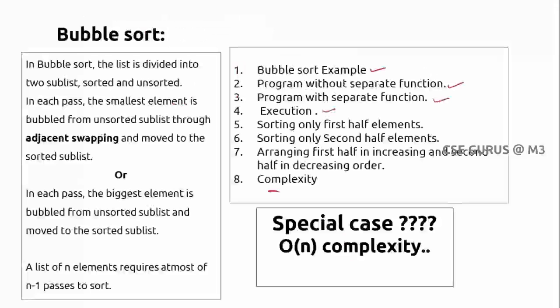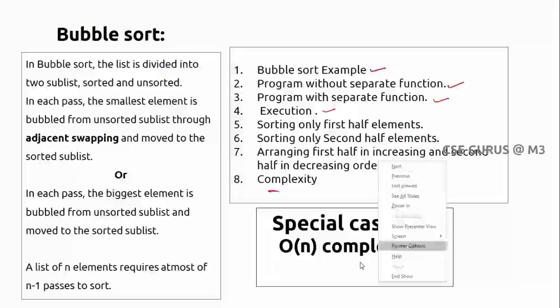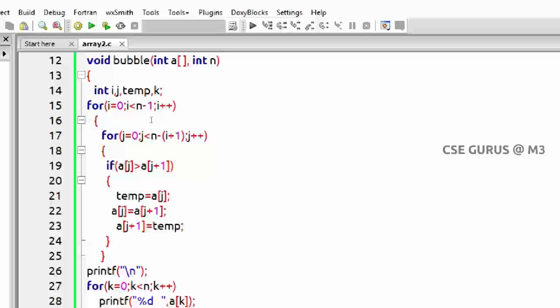The last question is arranging the first half in increasing and the second half in decreasing order. That we'll also see. So first half of the elements in increasing, second half in decreasing. After that we'll see complexity. So I'll directly go to the execution part. I'll tell you what changes I need to make.